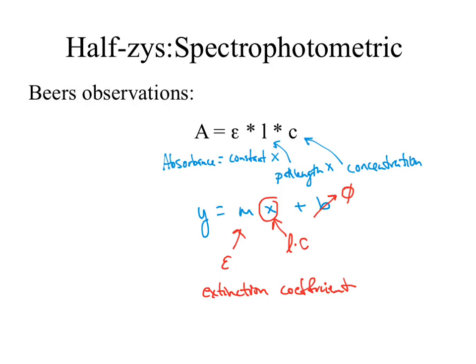Every compound has its own extinction coefficient. So for an individual compound, we have to determine what that extinction coefficient is. What we will do is set up a sequence of standards. Within those standards, we will know the concentration because we made them. We can then determine the absorbance of those samples.